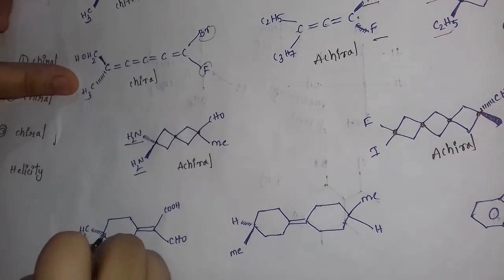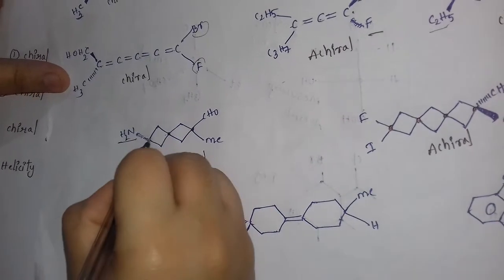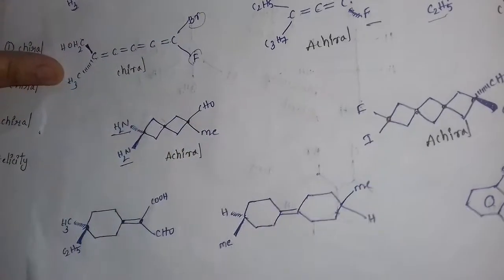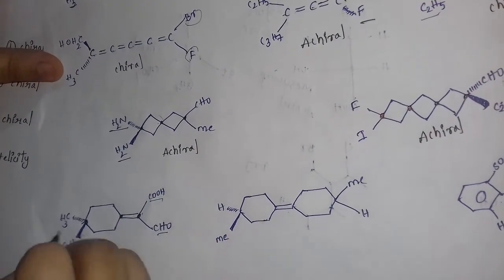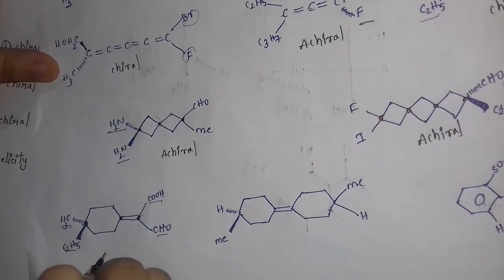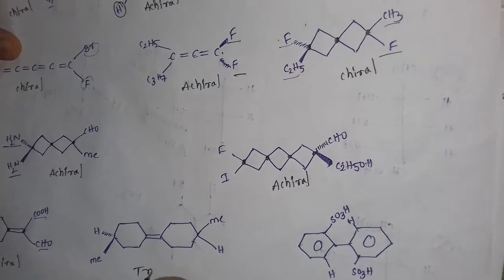Here how will you see it? 1 2 3 carbons. Actually, why are we seeing this? We are considering them as bonds. These are not bonds, but as per our trick, here 1 2 3, three carbons are there, and 4 different groups are attached, and there is a wedge and dash also, so it is chiral. Here I think you should try yourself.